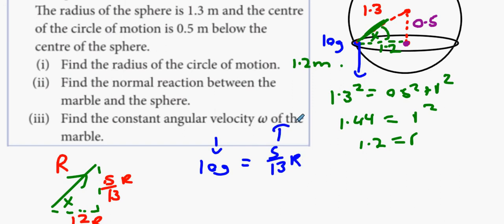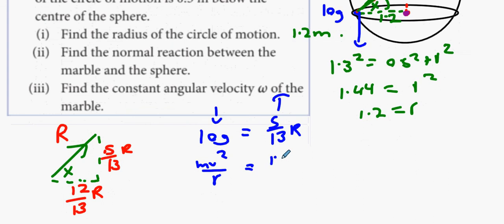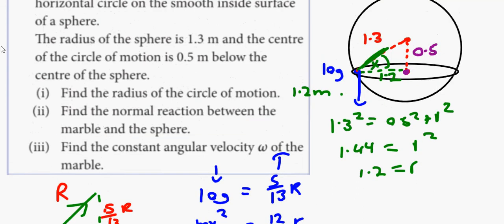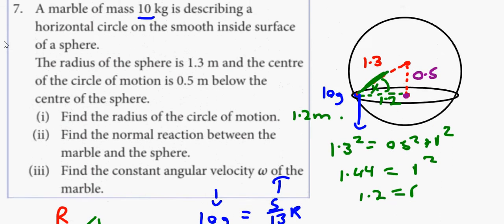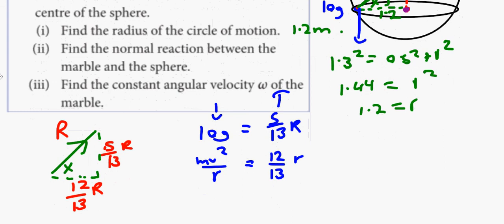And then the next one is going to be the centripetal acceleration, which is mv squared over r, and it has to equal 12 over 13 R. Alright, does it give us any more information? It doesn't give us the speed, and it doesn't give us the angular velocity. Okay, let's find out what we're going to do here. We know the r value is 1.2.